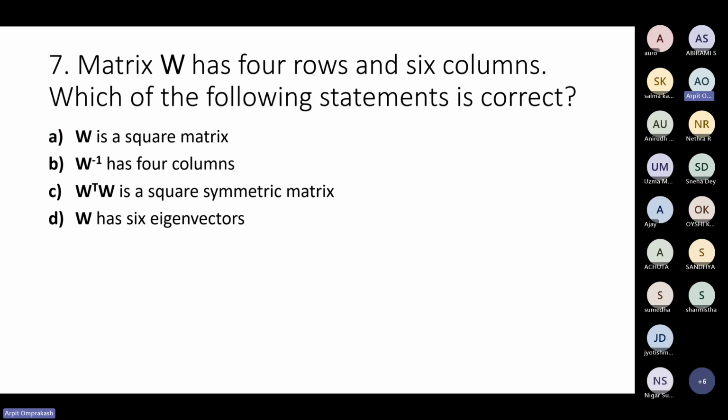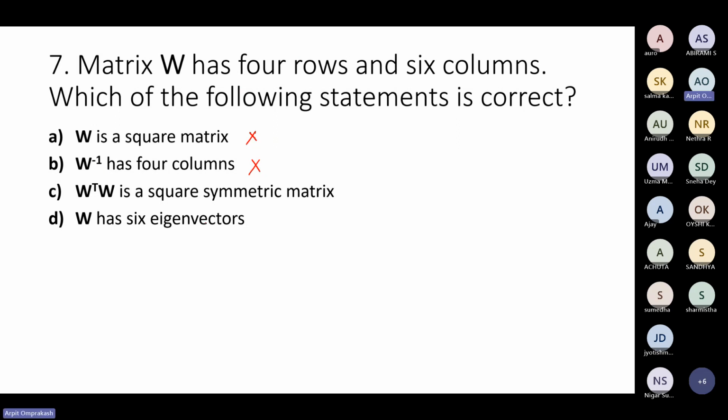Next, we have matrix W has 4 rows and 6 columns. Which of the following statements is correct? Okay. So matrix W has 4 rows and 6 columns. So W is a square matrix? Of course, W is not a square matrix because it has 4 rows and 6 columns. The number of rows and columns are different. W inverse has 4 columns. Since W has 4 rows and 6 columns, this will also be false because W will not have an inverse. W is not a square matrix. Only square matrices have an inverse.